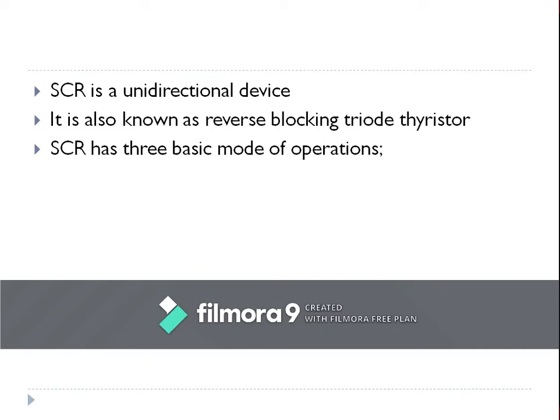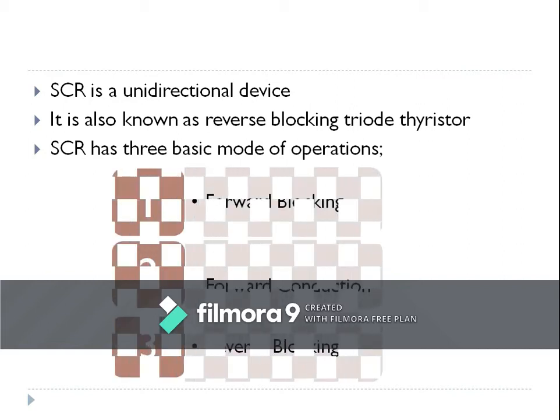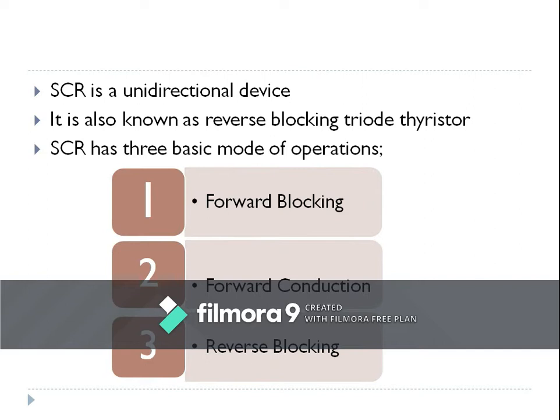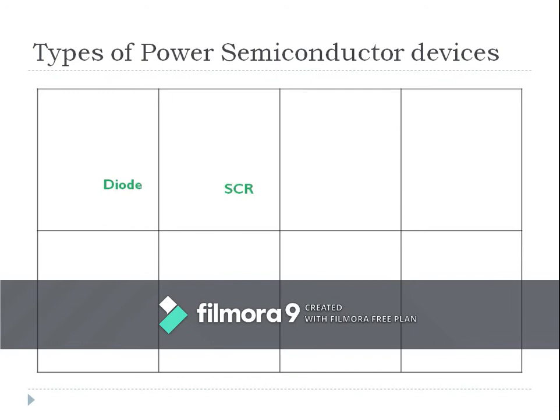SCR has 3 basic modes of operation. When the SCR is in a circuit, it has 3 operating modes as per its characteristics. These are number 1, forward blocking mode, second, forward conduction mode, and third, the reverse blocking mode.